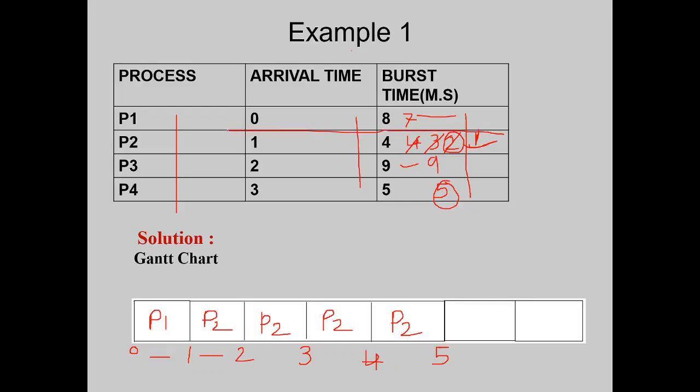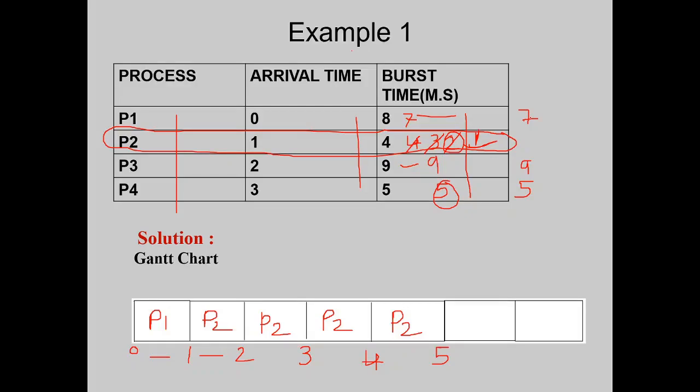Now process P2 has completed its full execution. So this process will be removed out from the list. Now how many processes are remaining here? Process P1 is remaining with burst time 7. Process P3 is remaining with burst time 9. And process P4 is remaining with burst time 5.